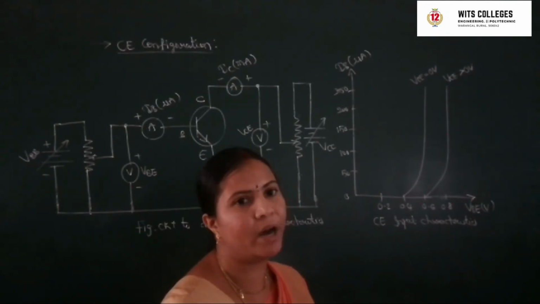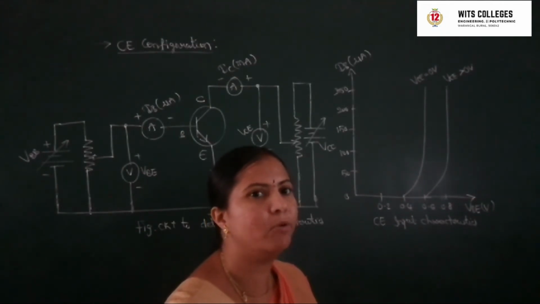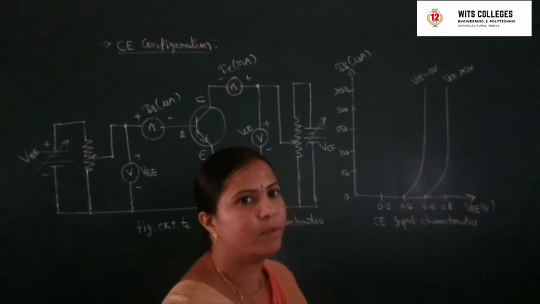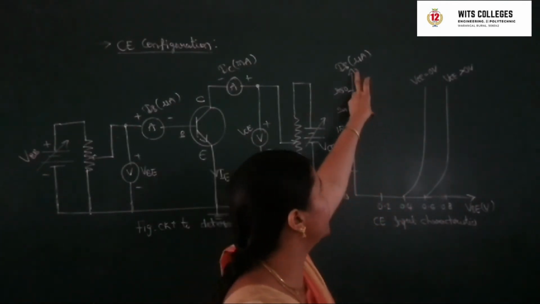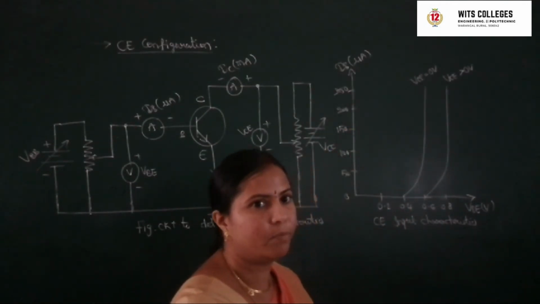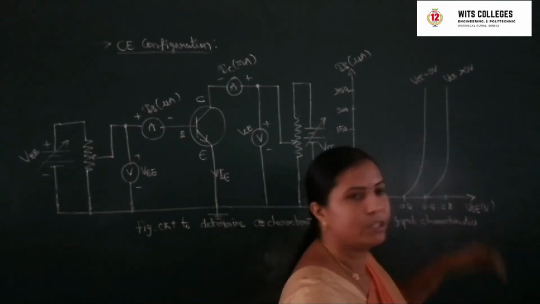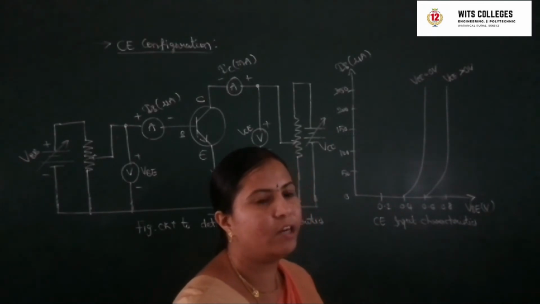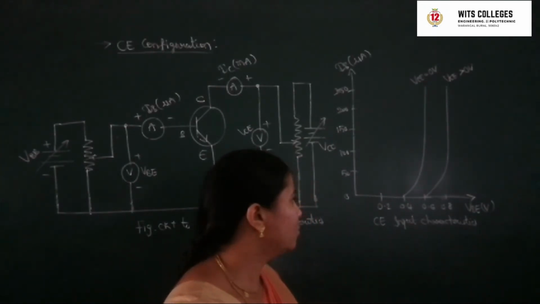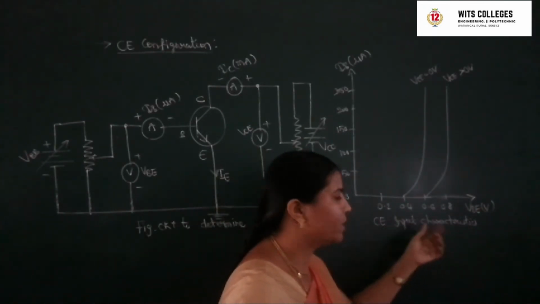So there may be no current, but a small amount of current will exist because of the minority charge carriers. That's why we are taking the base current in terms of microamps. Here the curve will be shifted right of VCE equals 0 as we are increasing the collector to emitter voltage. So this is the common emitter input characteristics.